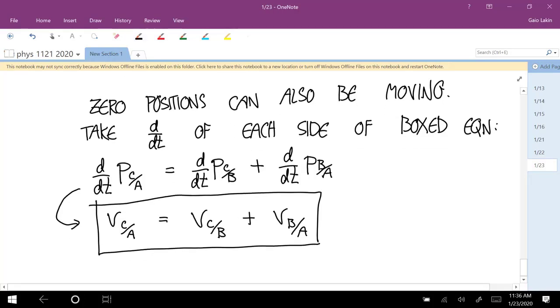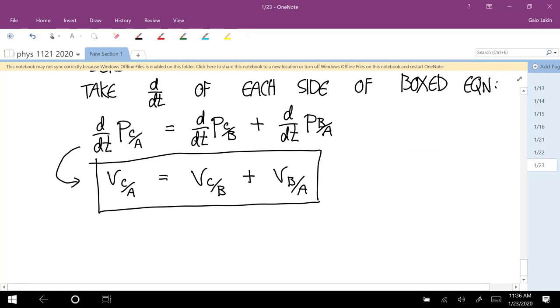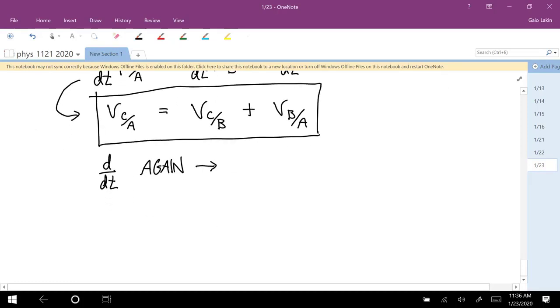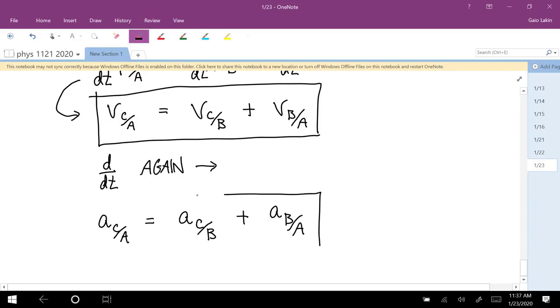And then you can do it again and you get the acceleration version of this. And so the last one says the acceleration of C relative to A is equal to the acceleration of C relative to B plus the acceleration of B relative to A. So those three boxed equations are the relative motion equations.